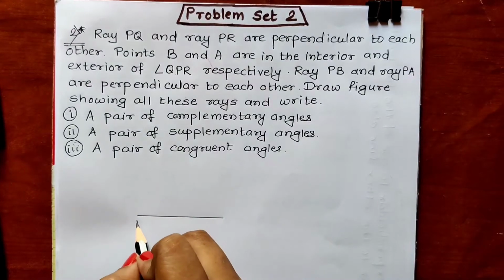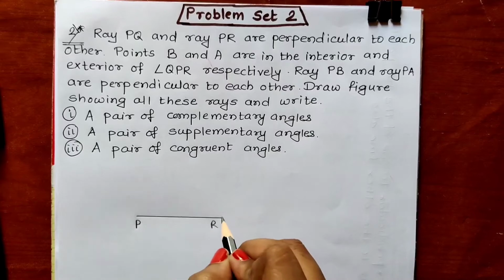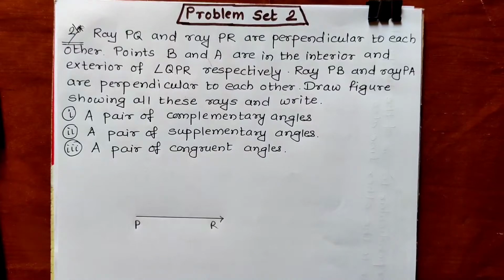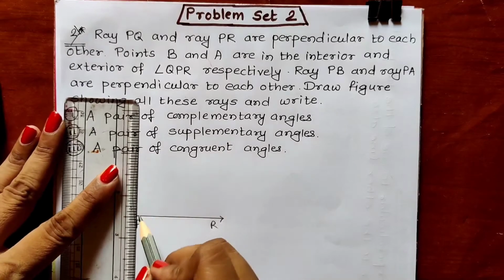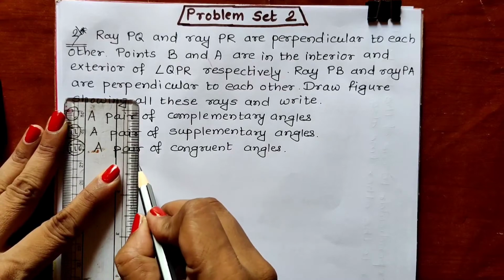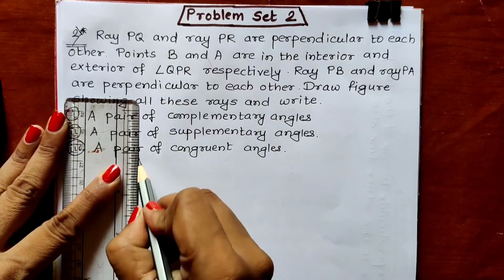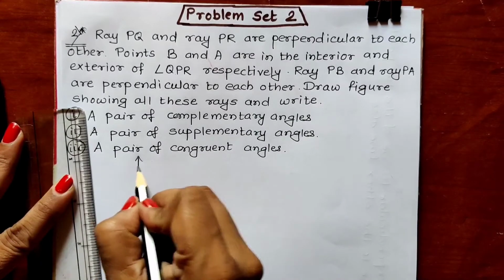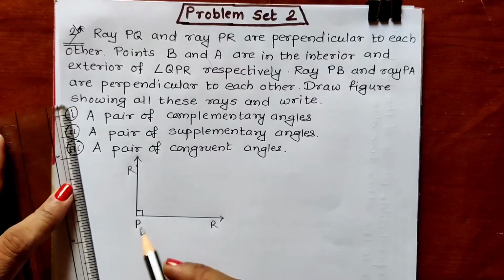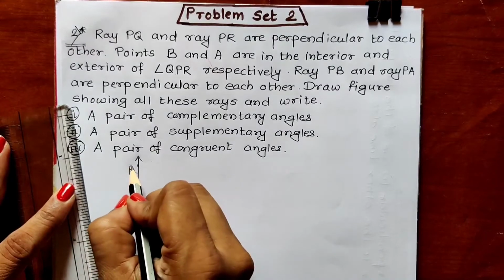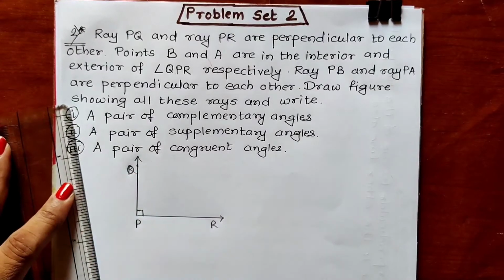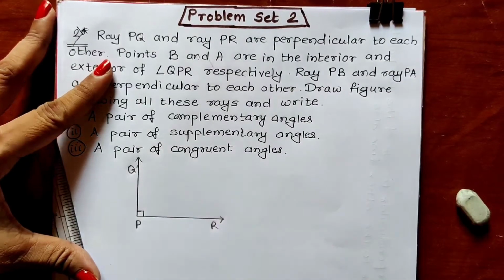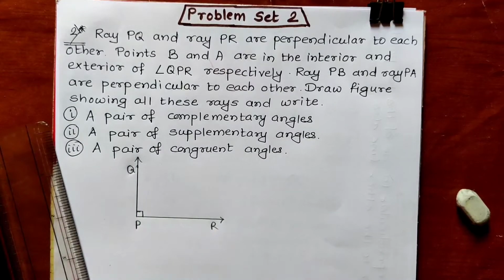So this is my ray PR, and PR and PQ are perpendicular. So the other ray PQ I will have to draw perpendicular in this way. Perpendicular means a 90 degree angle is formed, and this will be my ray PR. So this is PR, and this can be PQ. In this way we have drawn two perpendicular rays.